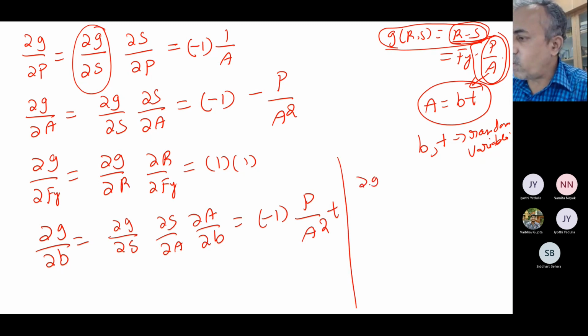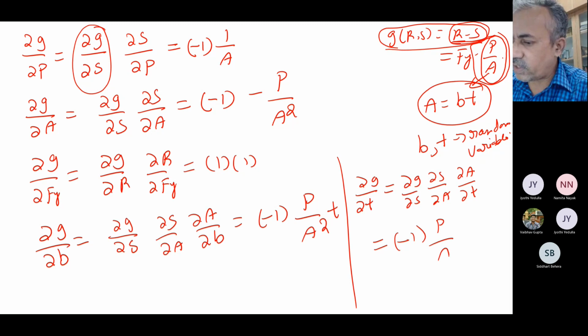So now ∂G/∂T, say. So this turns out to be ∂G/∂S, ∂S/∂A, then ∂A/∂T actually. So this is the chain rule we use: minus 1, P by A square, and this B. So this is how we can calculate the derivatives by the chain rule of differentiation basically. Okay, so this is what we call the classical perturbation techniques.